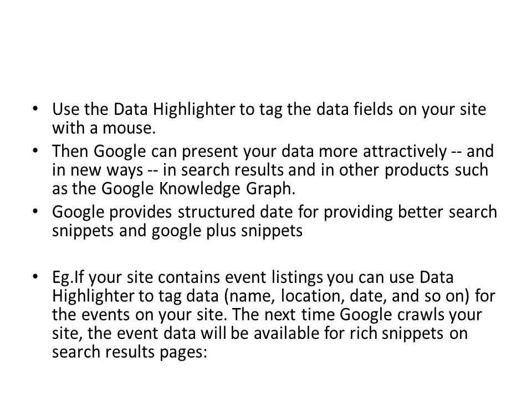For example, if a site contains event listings, you can use data highlighter to tag data such as name, location, date, and so on for the events on your site. The next time Google crawls the site, the event data will be available for rich snippets on search results pages.